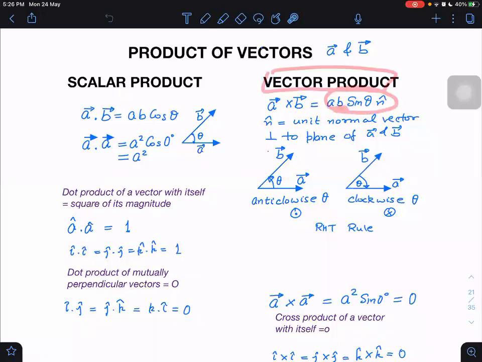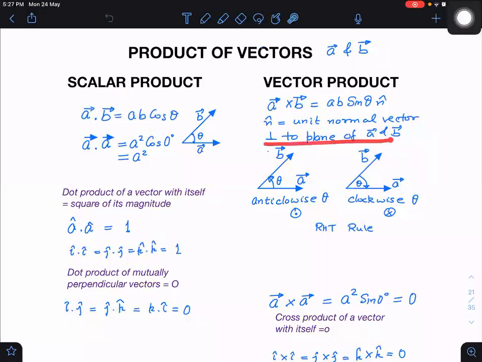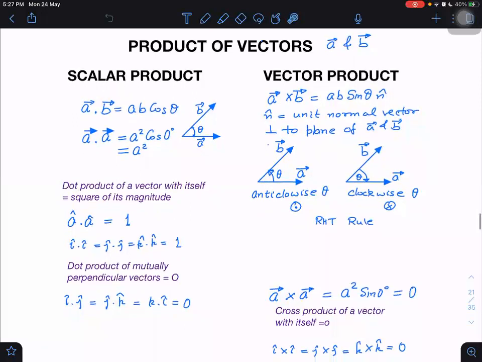You can see there is an n cap unit vector. n is nothing but a unit normal vector. It is perpendicular to the plane of vectors A and B, and n cap is perpendicular to the plane of vectors A and B.